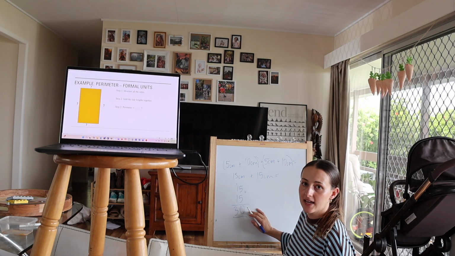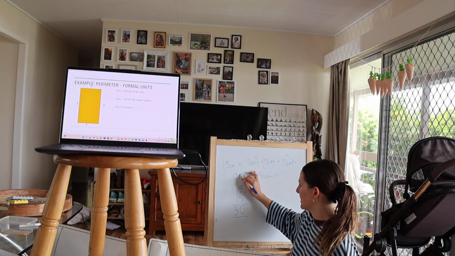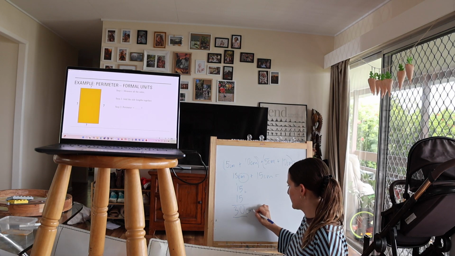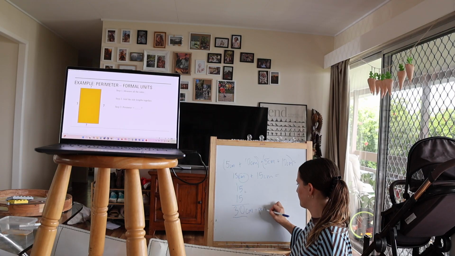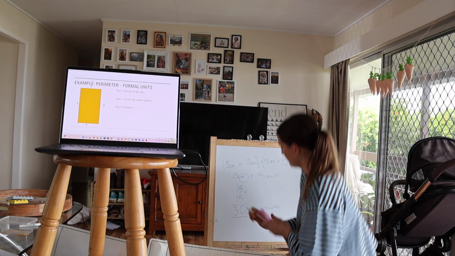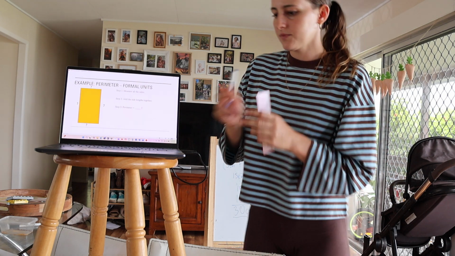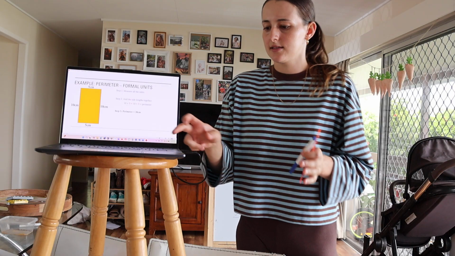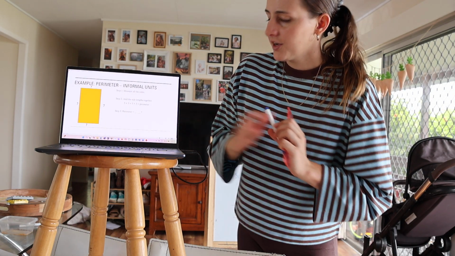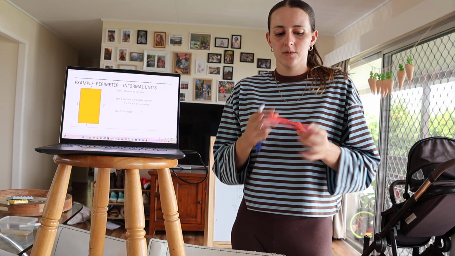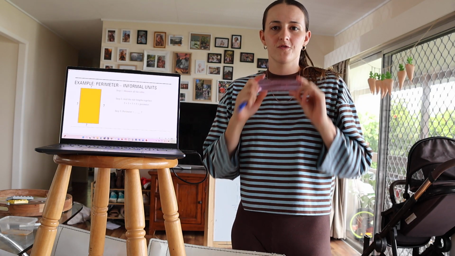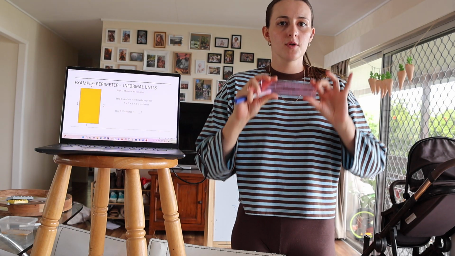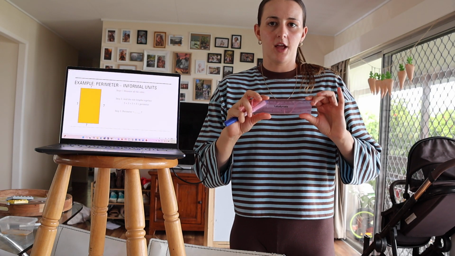But we can't forget to add the units. So we measured in centimeters, didn't we? Because on our ruler, this is centimeters. So we're going to put 30 centimeters equals the perimeter. Okay? Now, let's have a look. Yep, so perimeter equals 30 centimeters. So that's called, when we measure with centimeters or with the ruler, that is called formal units, okay? Because centimeters have been identified as a formal measurement of unit, okay?